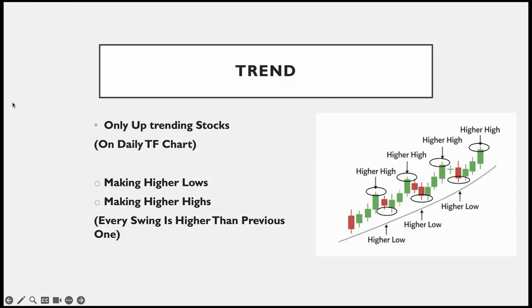Next is the trend. What trend do I follow? I only follow uptrending stocks on the daily time frame chart. That means stocks which are making higher lows and higher highs. I am sure all of you know what higher lows and higher highs are. That means every swing high is higher than the previous swing high, and swing lows also: this swing low is higher than the previous swing low, this swing low is higher than the previous swing low. That is called higher highs and higher lows.